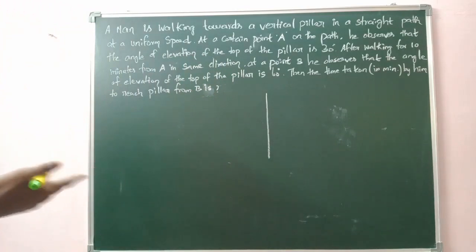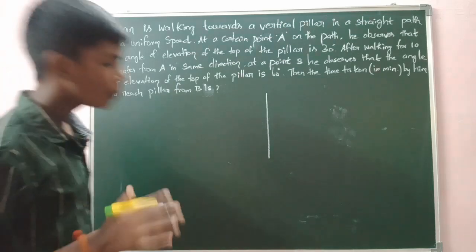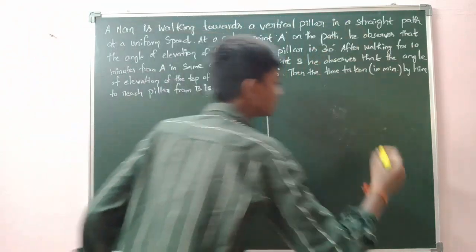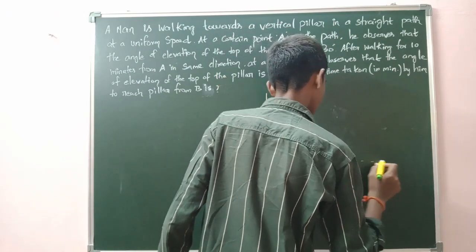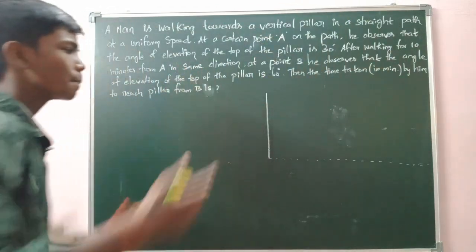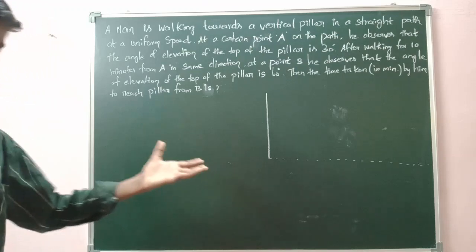So he's at a certain point A. He observes that the angle of elevation of the top of the pillar is 30 degrees. So people, just understand it well. Here is given that. Let me say this is a certain point. This is your base. This is a horizontal level or line, you can say. This is the base, or the ground surface, or the path that he is traveling.